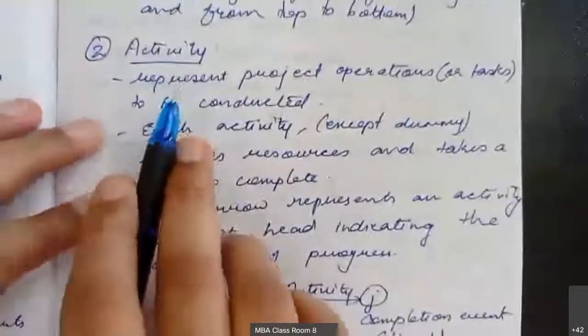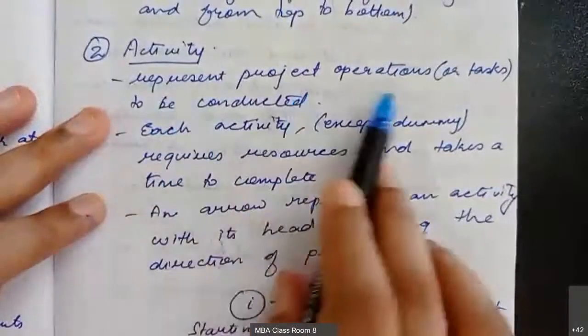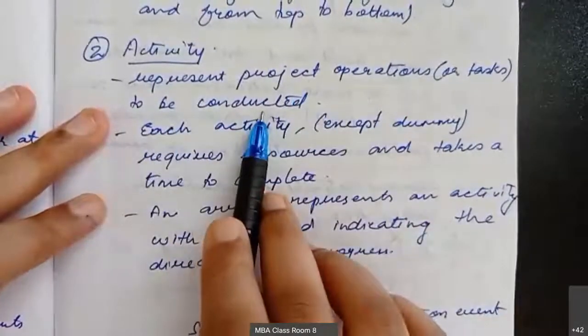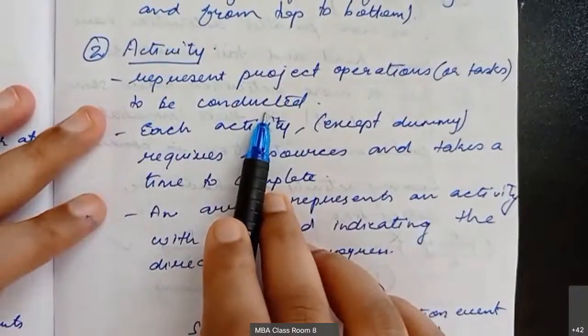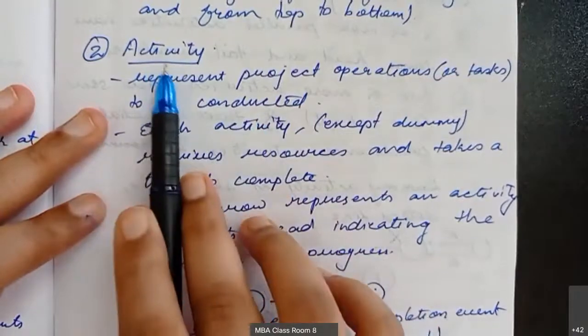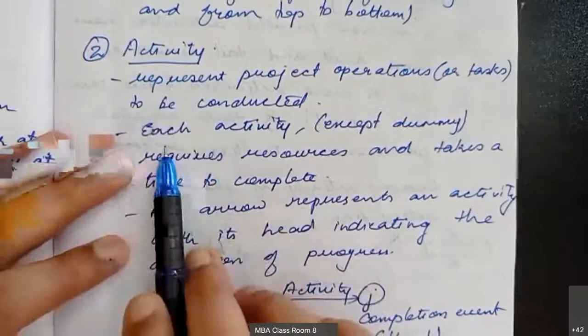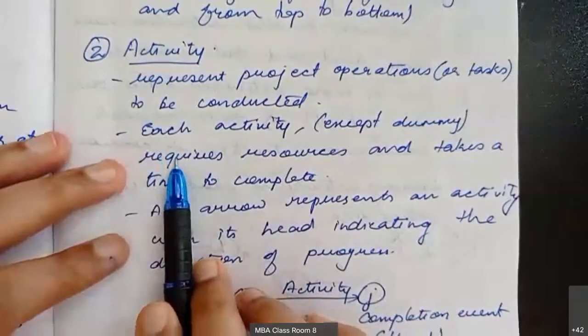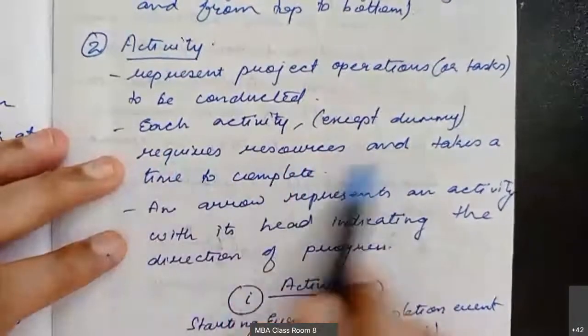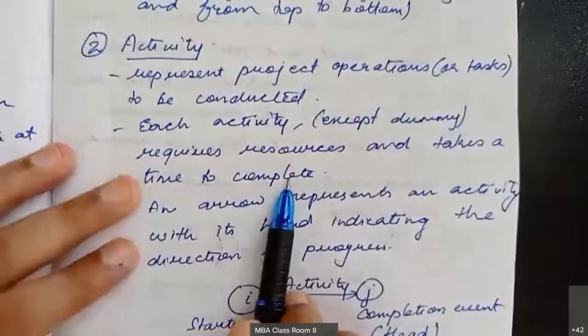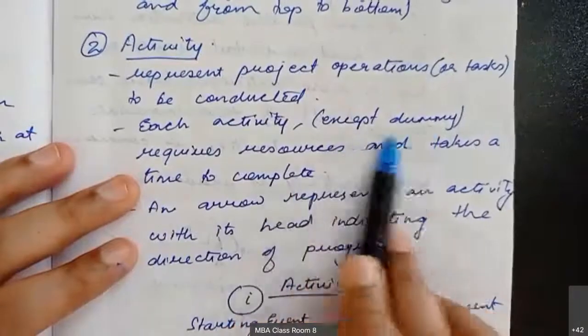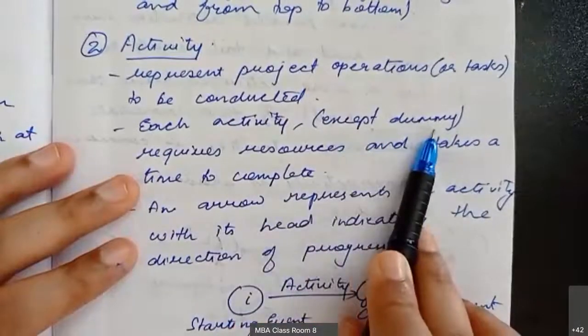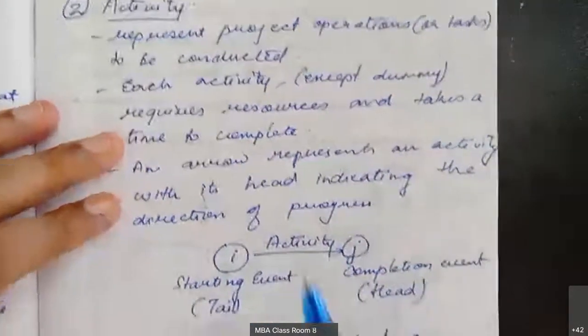Then, what is an activity? We already said what an activity is. It represents project operations to be conducted. What are the different steps that we need to take to complete a project? That is called an activity. For each activity we need resources and time to complete, except for dummy activities. Dummy activities are something that we'll see in the rest of the portions.